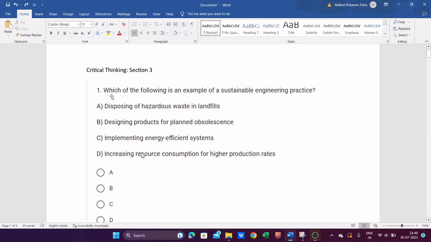First question is, which of the following is an example of sustainable engineering practice? You need to identify from the given options. First is disposing of hazardous waste in landfills, designing products for planned obsolescence, implementing energy efficient systems, increasing resource consumption for higher production rates. So we need to select the most suitable one. Here they are asking about an example of sustainable engineering practices. So I think the first one will be the right answer, disposing of hazardous waste in landfills.